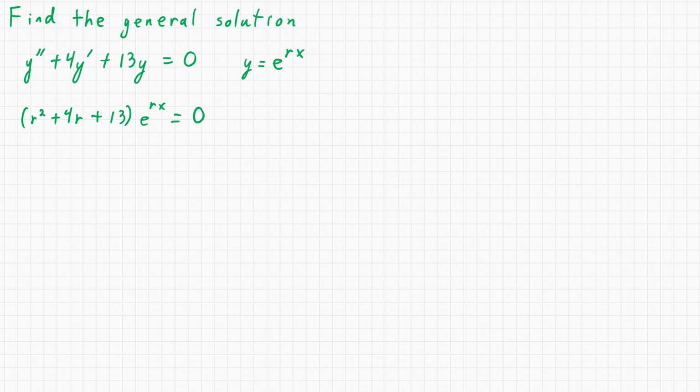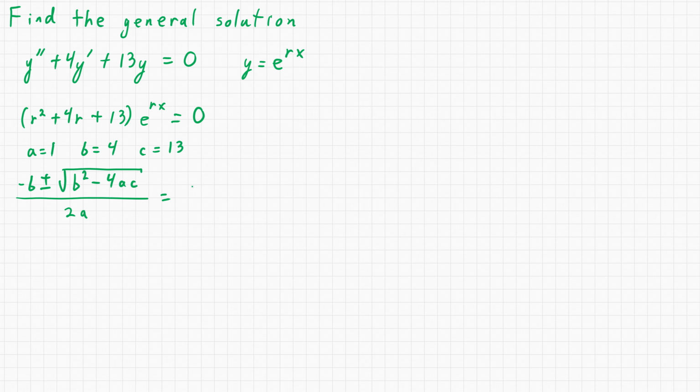We have to factor this. I definitely can't do that in my head. Got to use the quadratic formula again. I usually have to use the quadratic formula when the roots are complex. So let's go ahead and do that. We've got a equals 1, b equals 4, c equals 13. Right, so negative b plus or minus square root b squared minus 4ac over 2a.